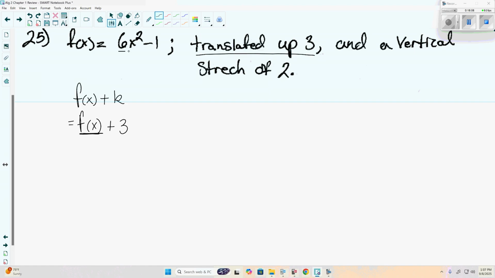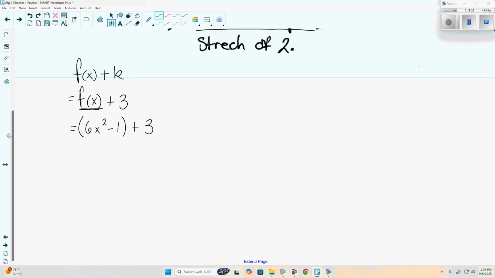Now we can replace f of x with its equation. Because we still have f of x, we can just substitute its equation in for it, which tells us that we have 6x squared minus 1 plus 3. At this point here, we don't need the parentheses, so we can drop them. And lastly, we can combine like terms. We'll give it a name. We'll call it g of x. So after we translated this function up 3, our new function is 6x squared plus 2.